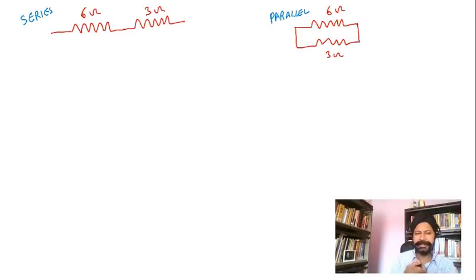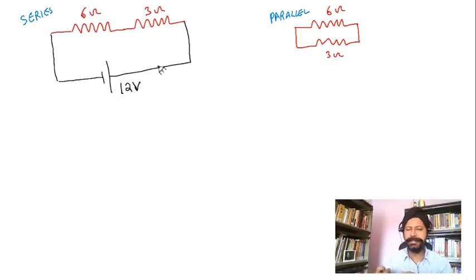Okay, now let's analyze the first one, the series combination. I take a piece of wire, I connect it to a battery. Let's say the battery is 12 volts. I don't know why when I'm saying volts, I honor Mr. Ohm so much that I keep saying ohms again and again. What a great personality he was, Mr. Ohm. Okay, so 12 volts.